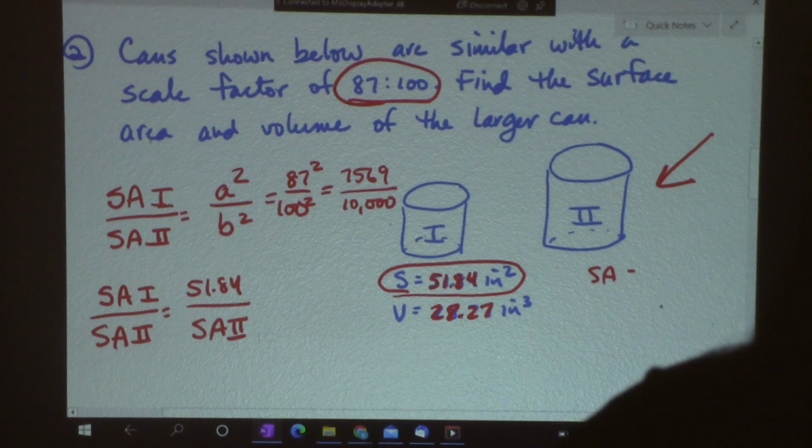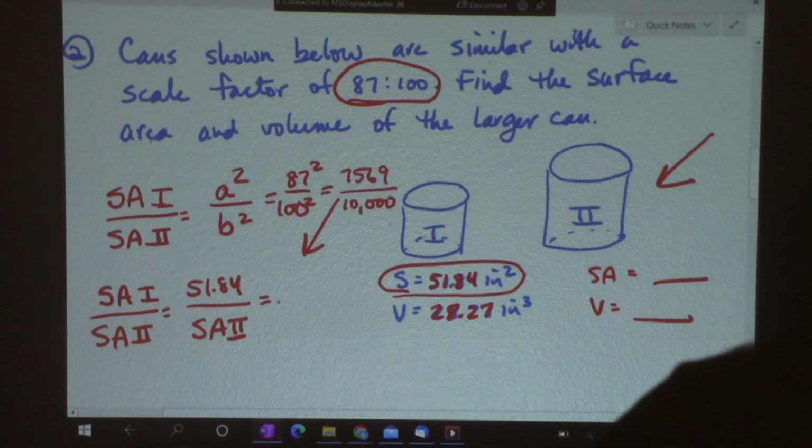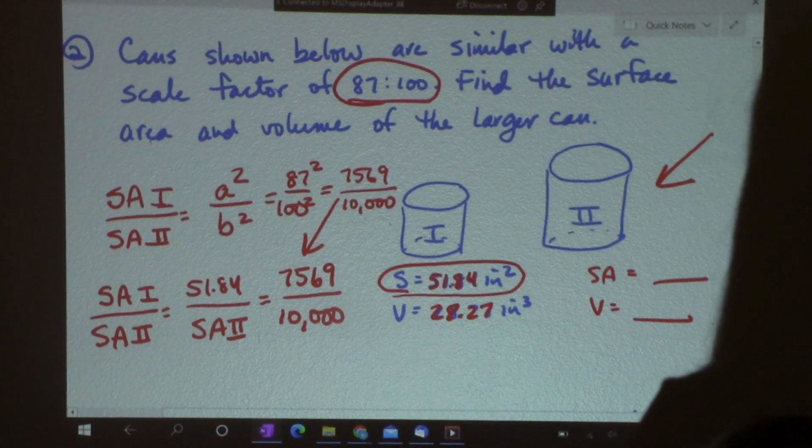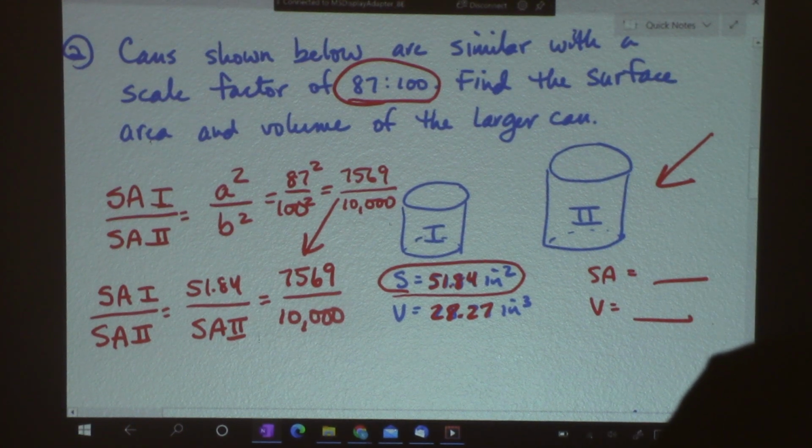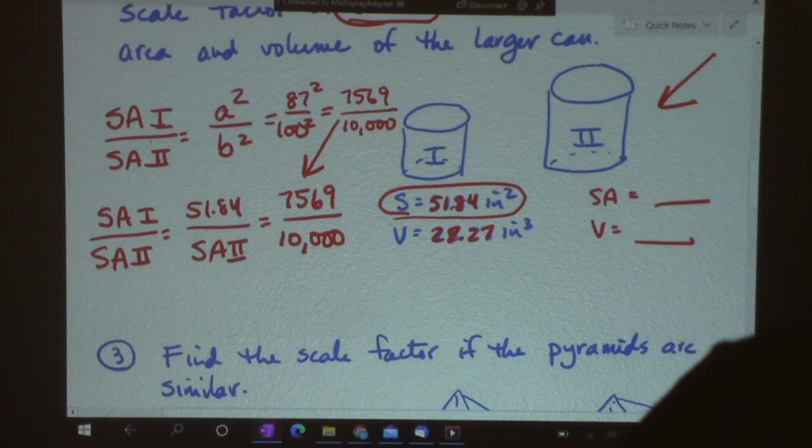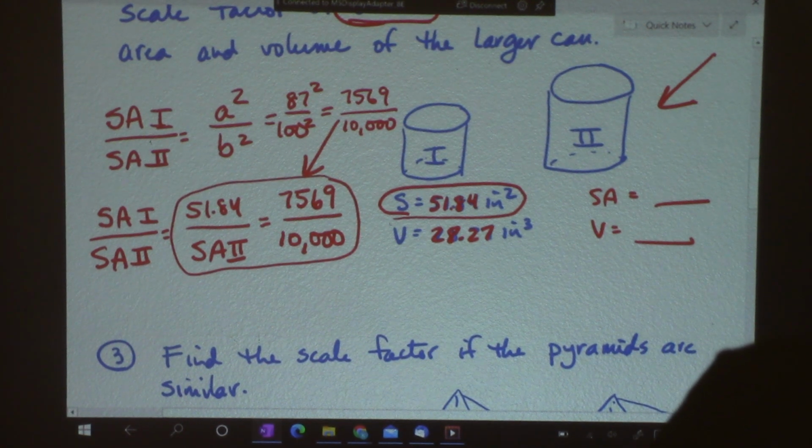Now I don't know the surface area. These are blank here, now that I write them. See, this is what I'm trying to find. And I set that equal to my scale factor. Okay, but it's squared. Don't forget that. It's squared. It has to be for surface area. So now I can focus just on this, and I'm going to cross multiply and divide to get my surface area of the larger one.